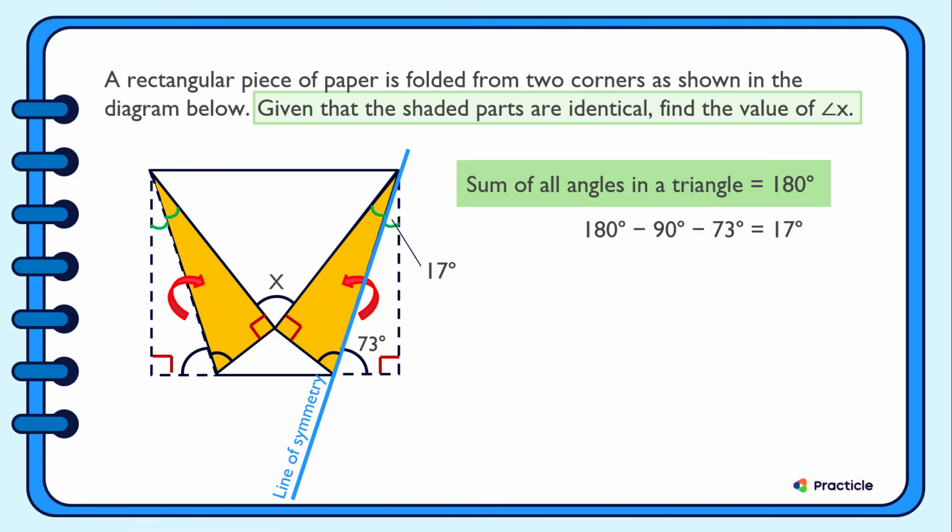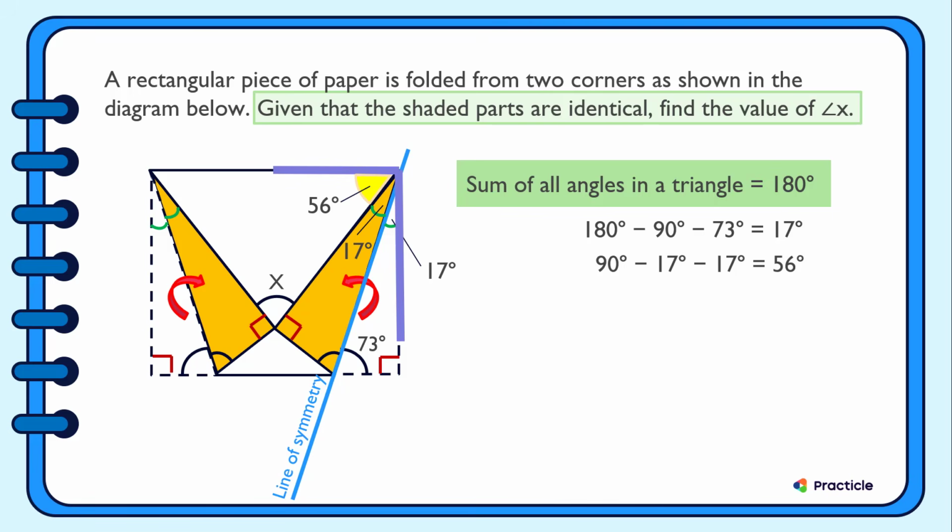Next, we are going to make use of what we have learned about the folding line. Do you remember what we said about the angles on the opposite side of the folding line? I hope you remembered that they are the same. And this means that this angle is going to be the same as this angle, which is 17 degrees. Since we already know that the corner of this rectangular piece of paper is 90 degrees, we can subtract 17 and 17 from 90 to find the value of this angle. Do you get 56 degrees?